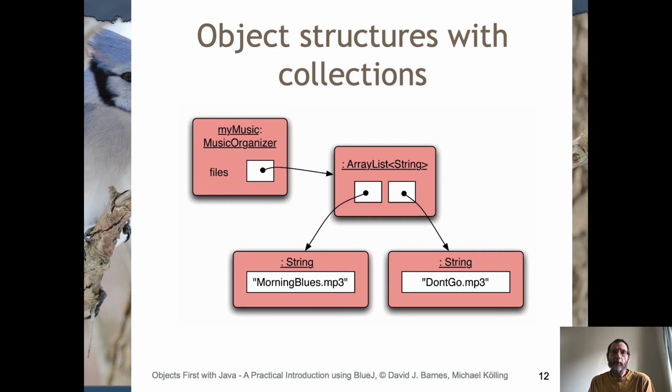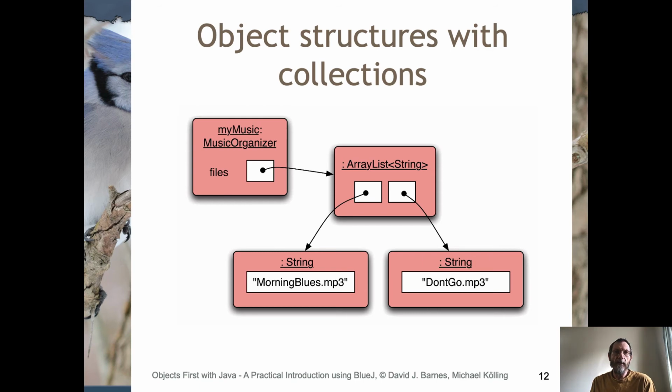We have at the top left-hand side our MusicOrganizer object. That MusicOrganizer object will have created an ArrayList object, and therefore its files instance variable will refer to that ArrayList object. And then inside the ArrayList object will be references to all the string objects that we've stored into the ArrayList, and we'll see how to do that in a moment. So this ArrayList object is storing references to just 2 strings at the moment.